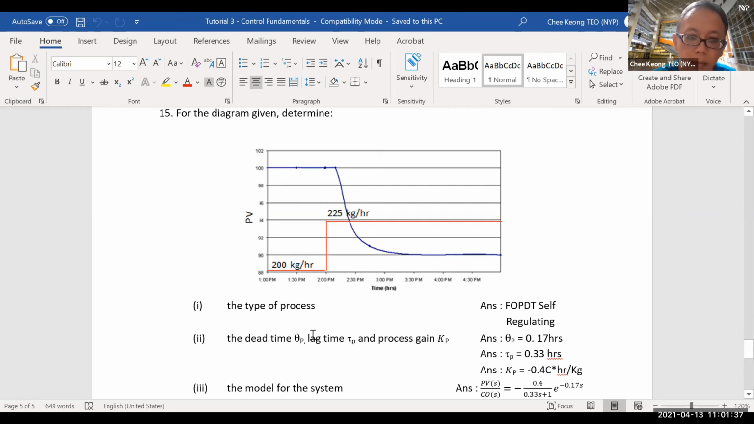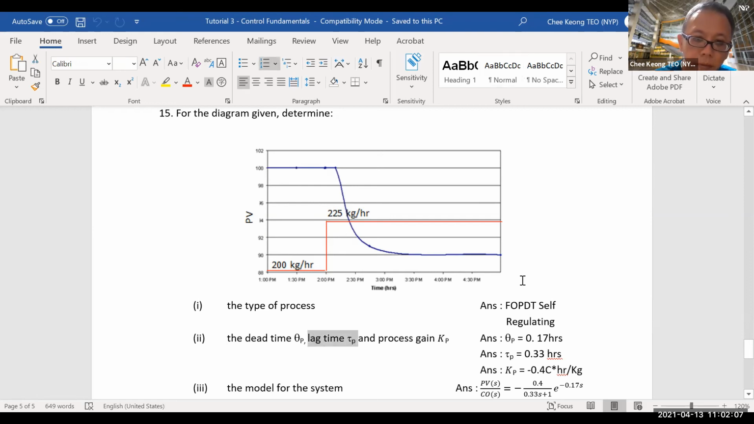And then lag time, which is your time constant, will be from this time until it hits about 63%. You see that this is about 10, so 2, 4, 6, about here. So when it reaches about this point, you draw down the line and check the time. The difference in time as seen here is about 0.33 hours. So that is your lag time, right?